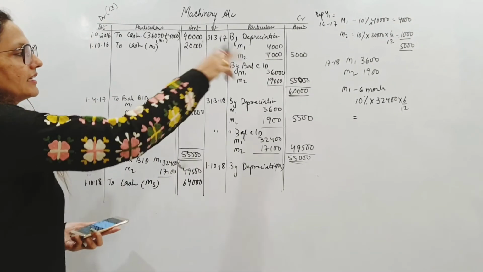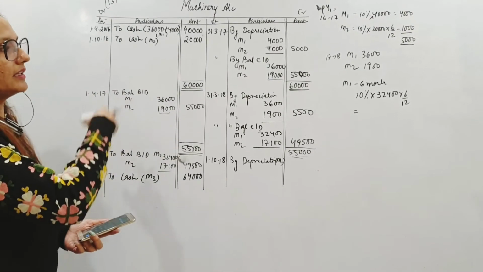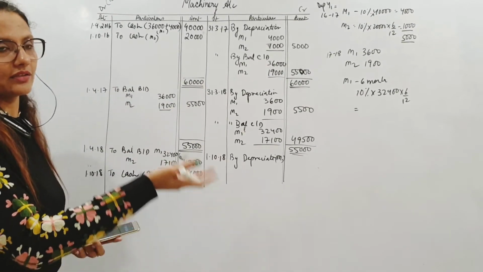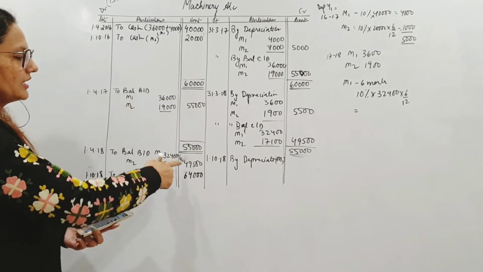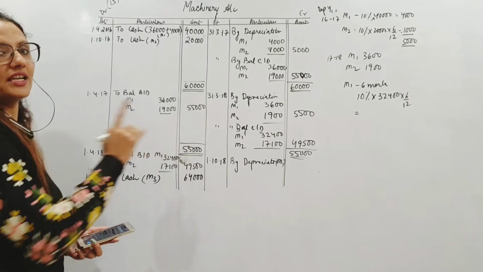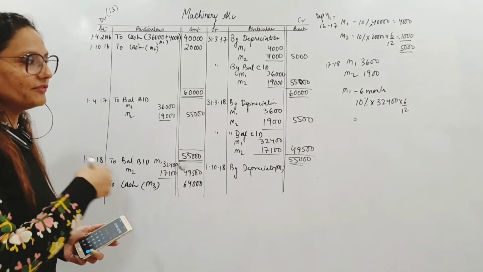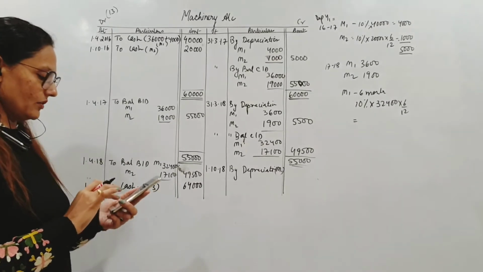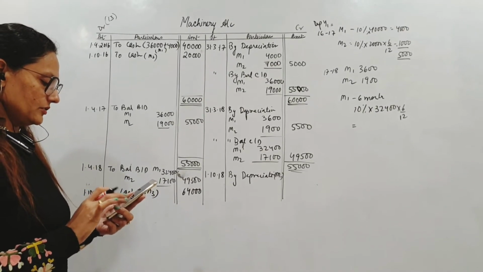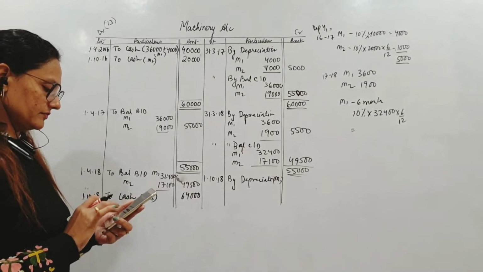Now if I had clubbed all of this and not put it separately, I would have to again find out the written down value every year because I have to only depreciate how much? Not this entire 49,500 for 6 months. I have to depreciate only 32,400 per written down value. Okay? So if you keep this separate, it will be always easier for you. So 32,400 into 10% into 6 by 12.